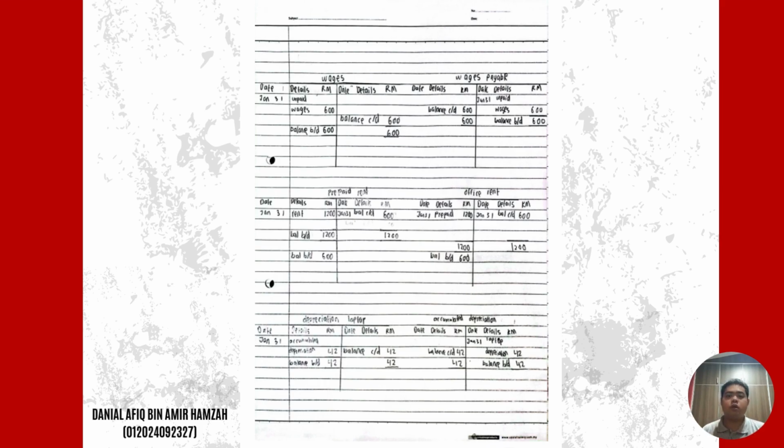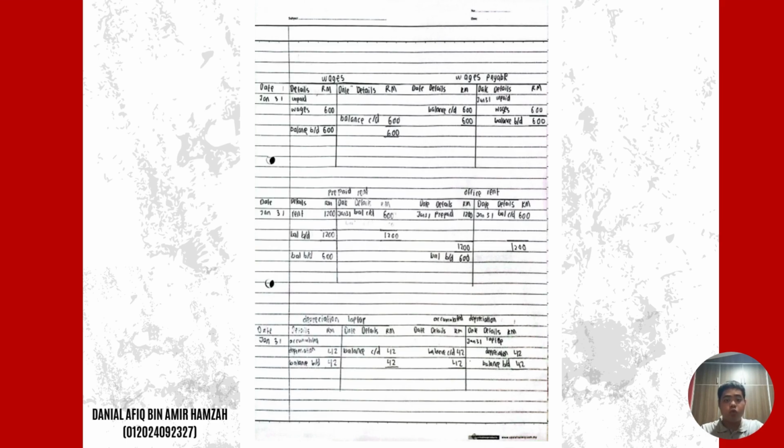Second question, 1,300 paid on January 10 includes February's rent 600. So what we need to do here is debit rent 600, debit prepaid rent 600, and credit cash 1,200. So third question is depreciate the laptop purchased on January 12 at a rate of 20% per annum.